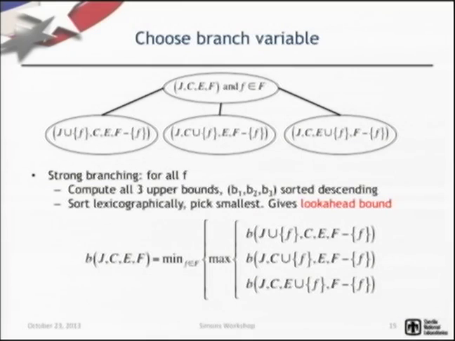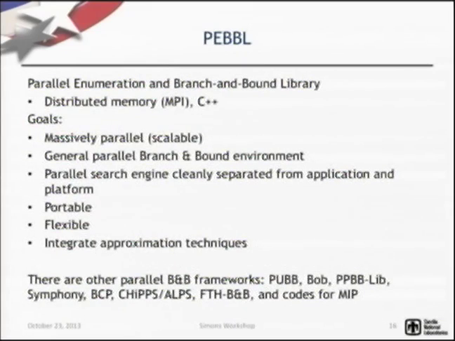So for this, we do strong branching. For each of these possible f's, we compute each of these bounds. We put them in a triple, sorted by their value, and then we do a lexicographic sort, and we take the smallest one. And the nice thing about actually doing this is that it also gives us an even stronger bound that also depends on f, which is the minimum over all f of the maximum of these values. This is called the look-ahead bound. So we can also use that. It bounds the parent, and then all the children, the nodes underneath it, inherit that bound.